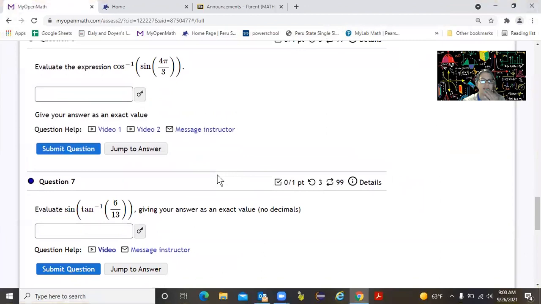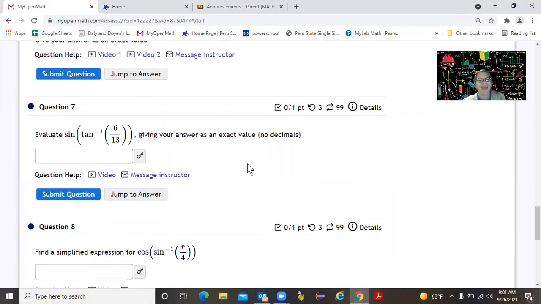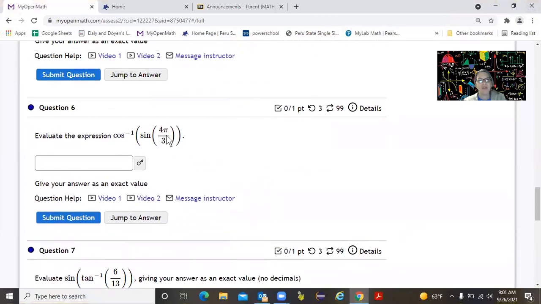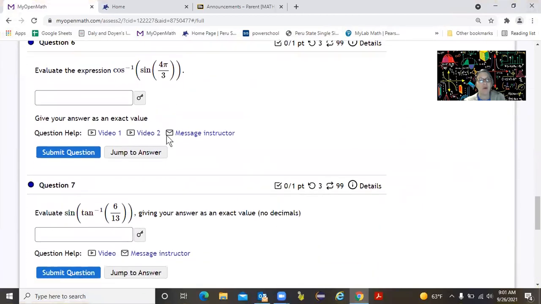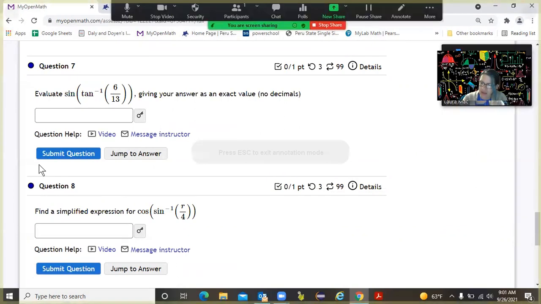All right, let's see. Notice these up here were things on the unit circle that we know and love. This one is now busting out with a 6 over 13. That's not something we know from the unit circle. So what we'll do is draw a triangle. So let's look at solving this with a triangle.